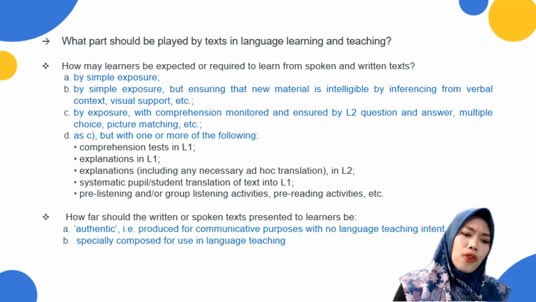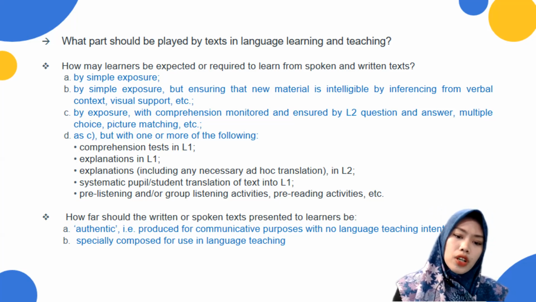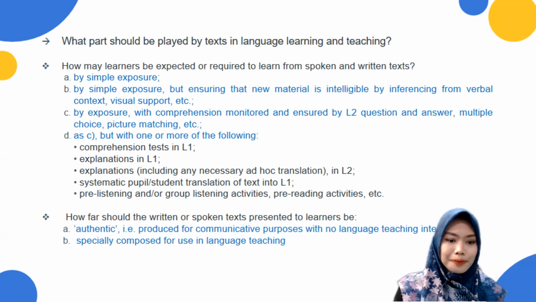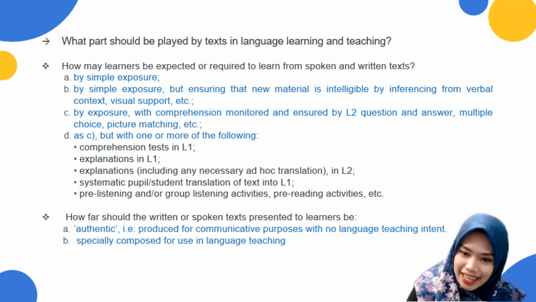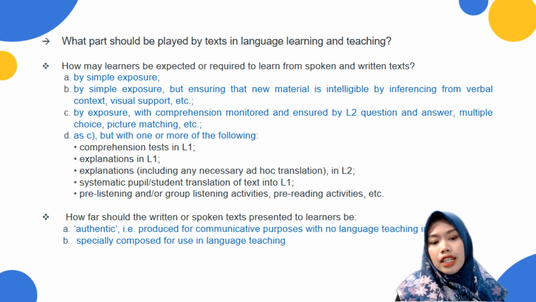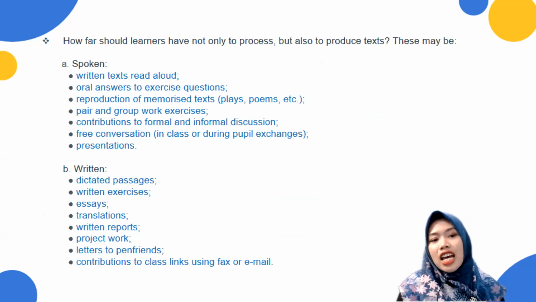The next is how far should the written or spoken text presented to the learners be authentic? What is authentic? Produced for communicative purposes with no language teaching intent. And the second is specially composed for use in language teaching.